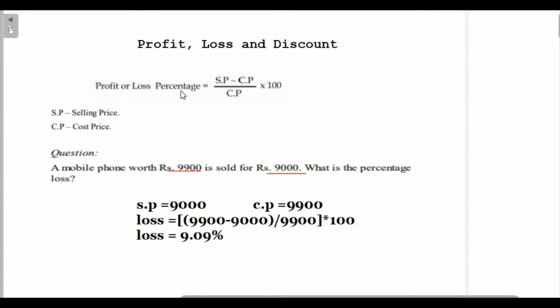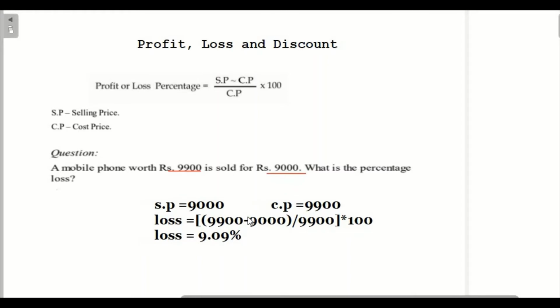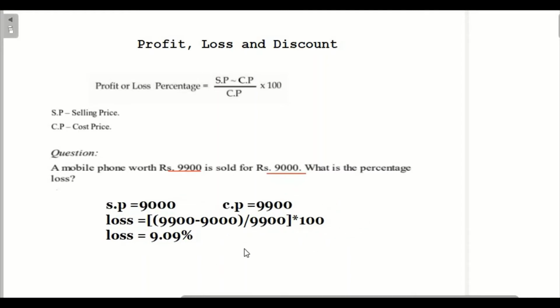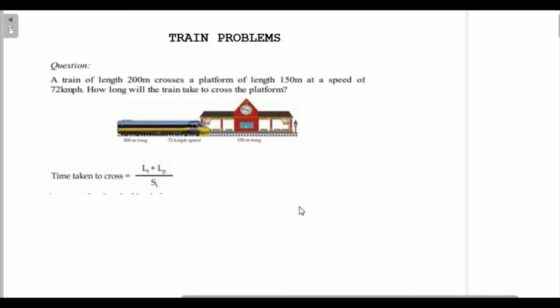Okay. So substitute the values according to the formula. If you are going to calculate the loss, our formula will be selling price minus cost price by cost price. So selling price is the amount we have sold the product for, and the cost price is the amount we have bought the product for. We have to divide by the total value of the product and multiply by 100 for calculating it into percentage. So we'll go for the next sum. You'll get definitely one or two questions from these types of problems. So our problem is the train problem. You will definitely get two, three questions from this problem.